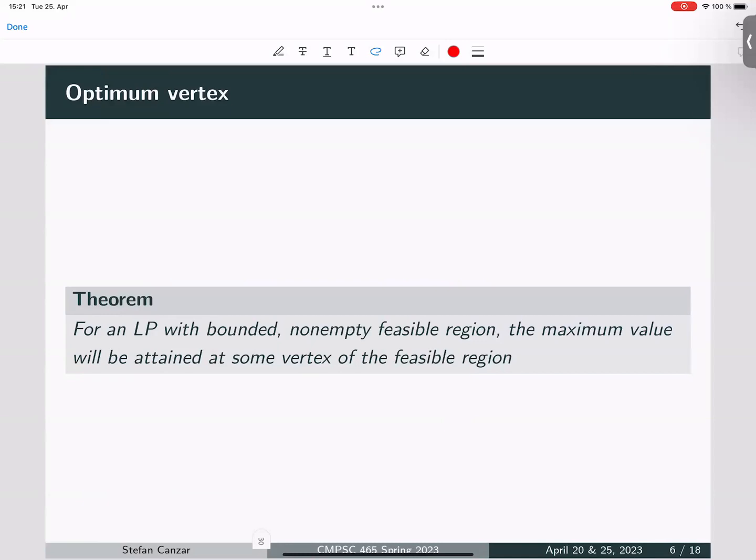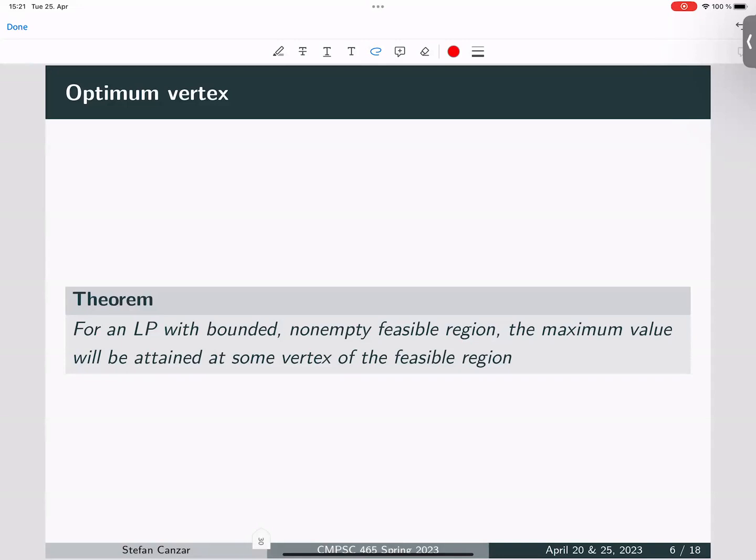We would have to actually define what a vertex is. We're not going to do this in this class. I just want to give you the geometric intuition of what kind of problems we're really faced with here in linear programming, where we always have this bounded, green feasible region. And the optimal solution, the maximum value in this case, will be attained at some vertex of the feasible region. This is the theorem here, provided that we have such a feasible region.